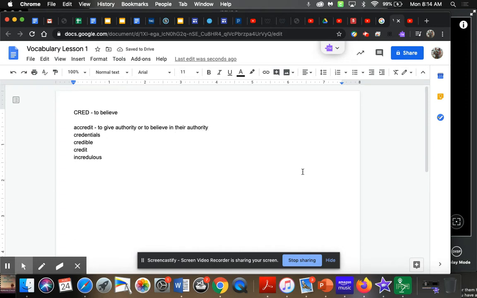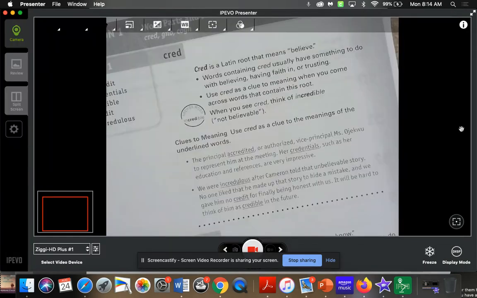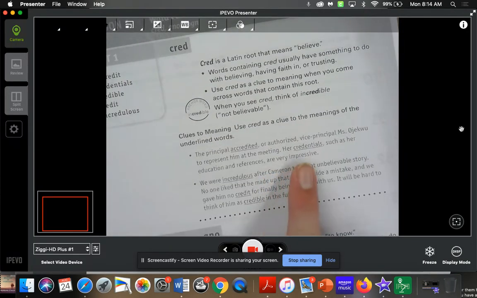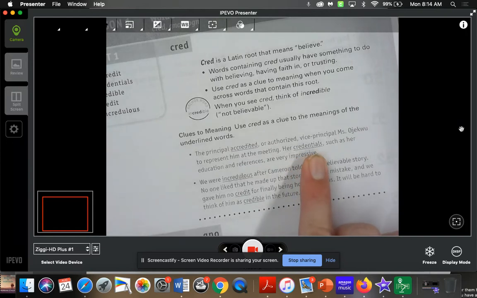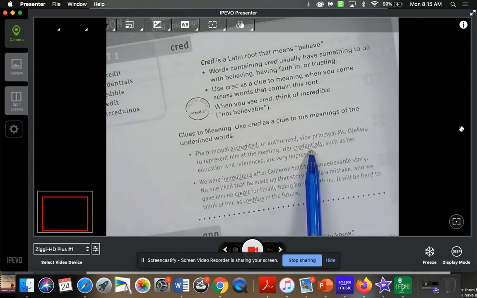Okay? The next one that, Yoho, you read that, right? Yes. The next one that has the underline is the word credential. So it says her credentials, such as education and references, are very impressive. What is a credential? Yoho? Yeah, like Miss Moore and I, we both have teaching credentials. It is stuff that makes us able to do something.